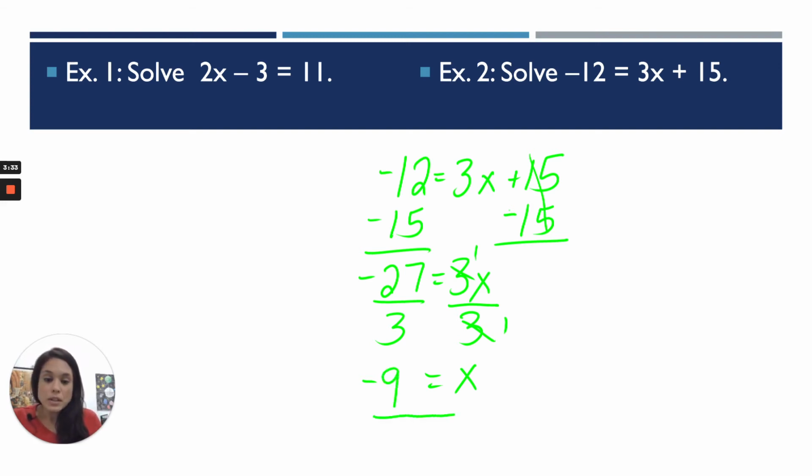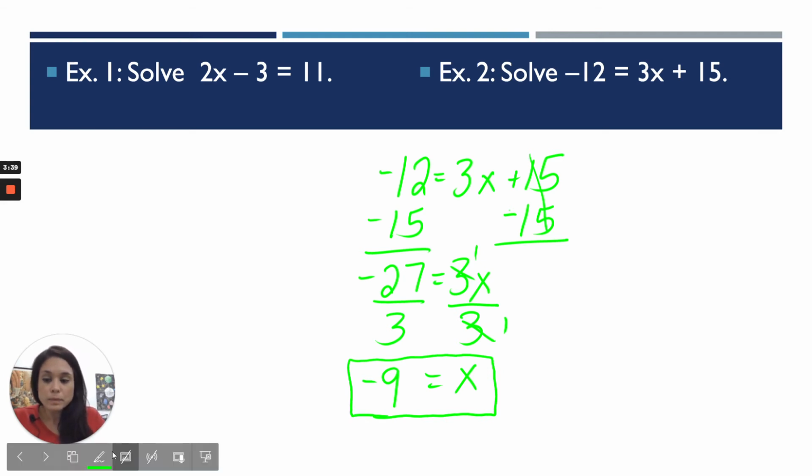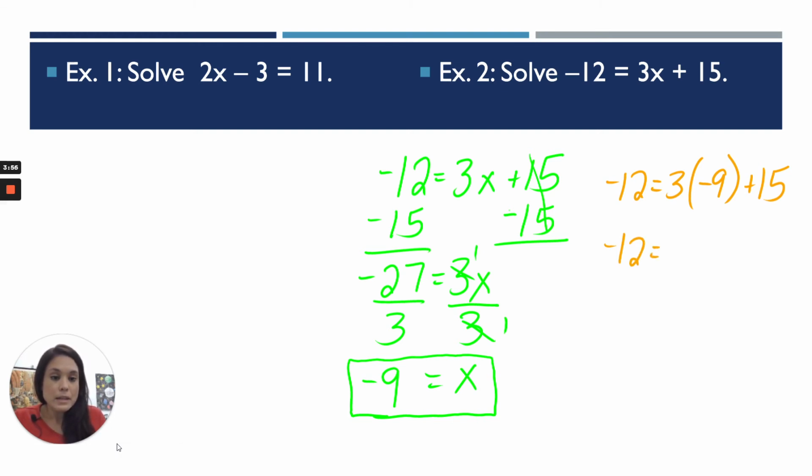Okay, to check this, we would put negative 9 back into this equation. So negative 12 equals 3 times negative 9 plus 15. We multiply this. 3 times negative 9 is negative 27 plus 15, negative 12. And then this negative 27 plus 15 is negative 12. So yes, negative 9 is the correct answer for x.